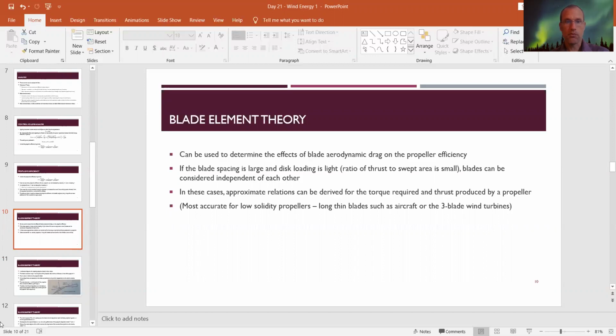In those cases, I can get approximate relationships for torque and thrust developed by this propeller. Again, it's most accurate because I'm making this assumption of very thin blades that don't interact. So these results are going to be most accurate for those types of blades, or those types of propellers.